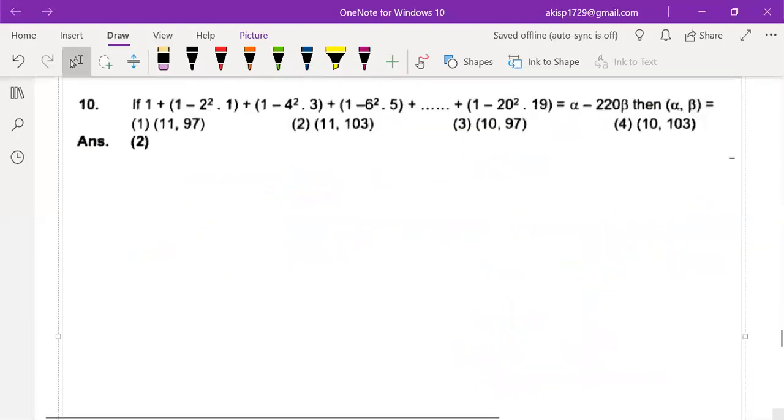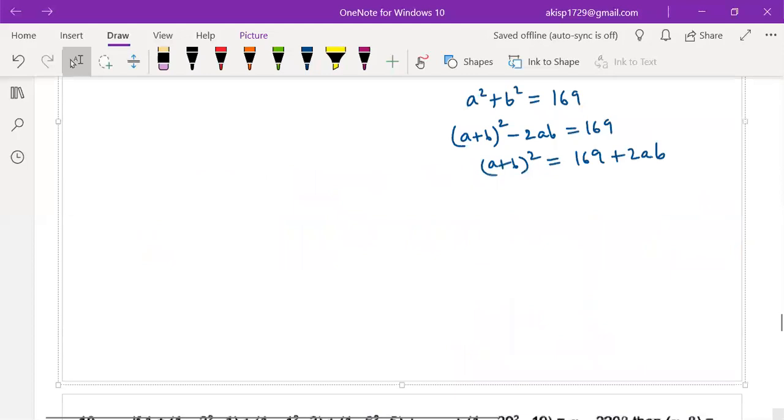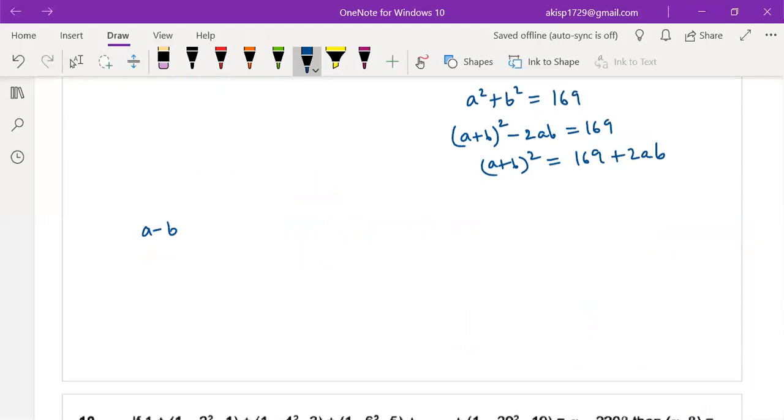So this a plus b whole square is what I have, and I'm interested in the value of a minus b. So a minus b is what? To get a minus b, I'll go with a minus b square, because (a minus b) square I know is a square plus b square minus 2ab.